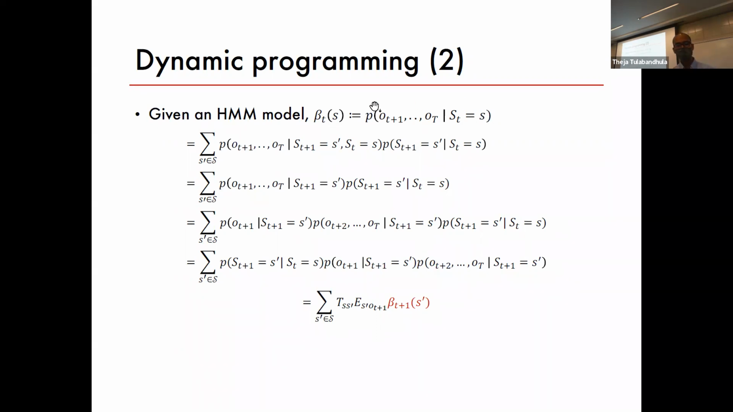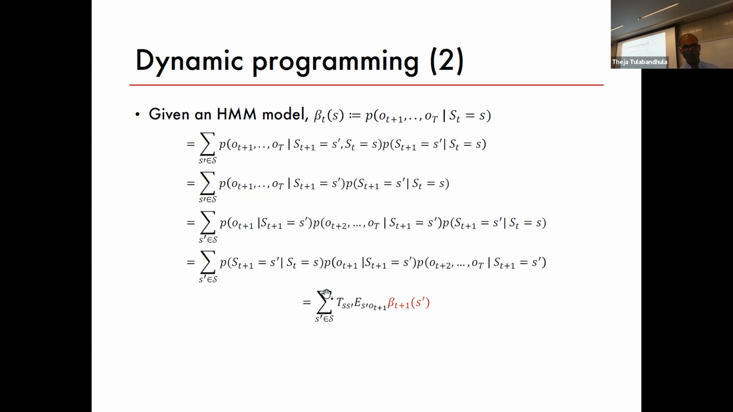So it's some arbitrary choice here. At this point, there is no intuition for why this is the right term. But if you define beta t of s to be something like this, a forward-looking term, the probability of forward observations given the state at time t is equal to little s, then again there is a recursive relation between beta t of s and beta t plus 1 of s. So beta t of s involves the observations ot plus 1 to capital O capital T.